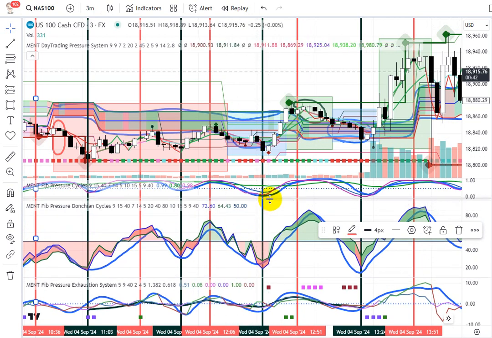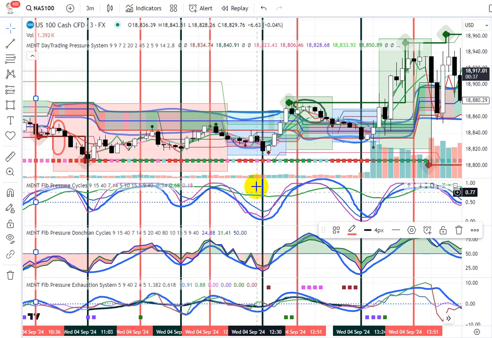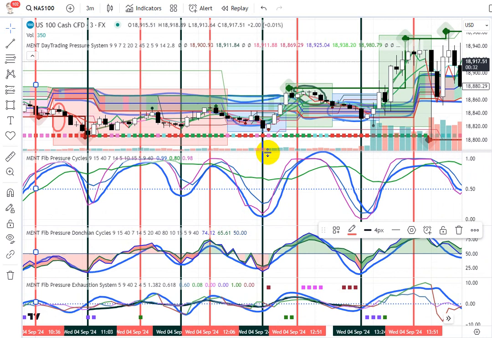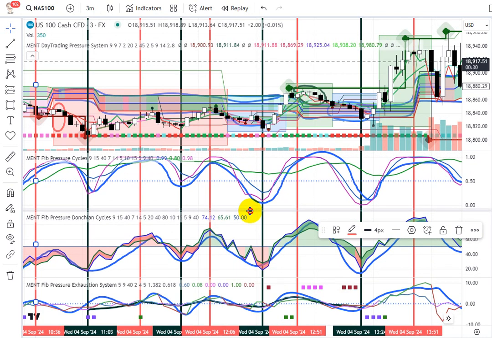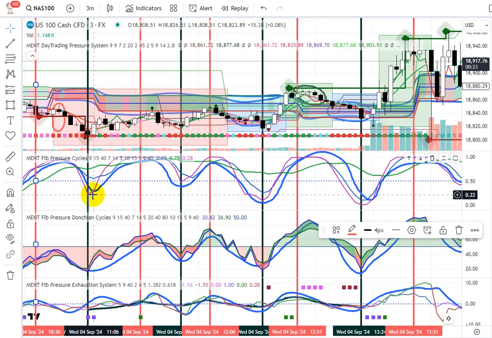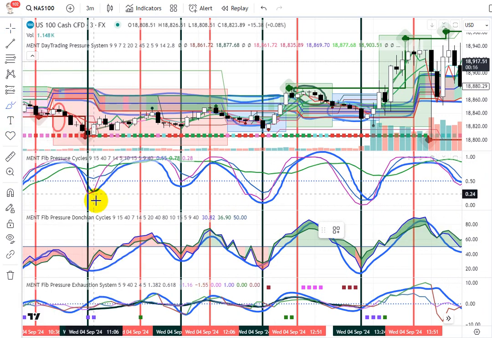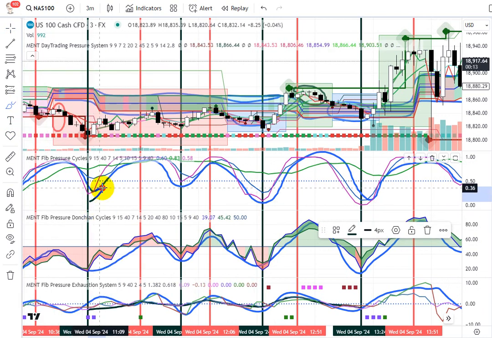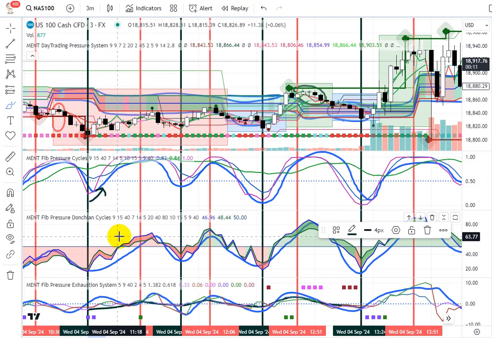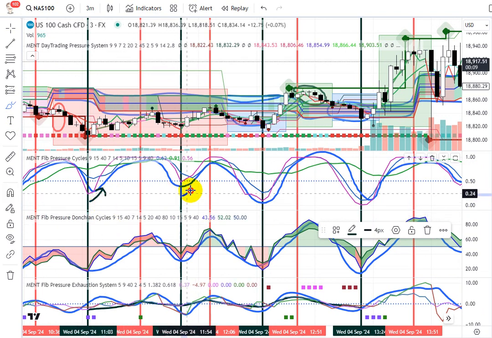So let me explain to you how this works. You have the cycle system and you have the Donchian cycle system. Each one of these are cycles. Think of it: we come down here off a cycle low. As soon as we see that we're basing and bottoming off a cycle low, you can try to get into a potential long trade. Every single time we come here, you can try to get long.